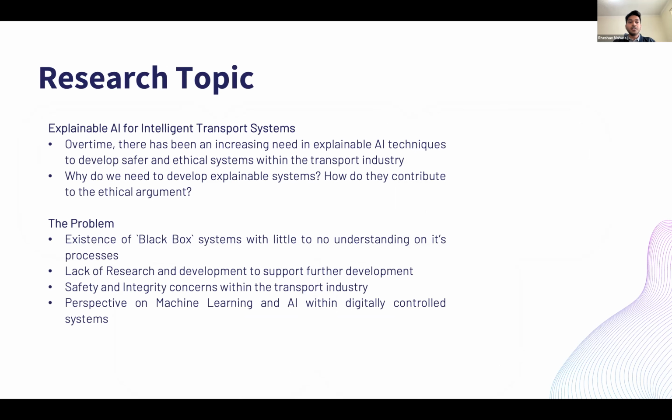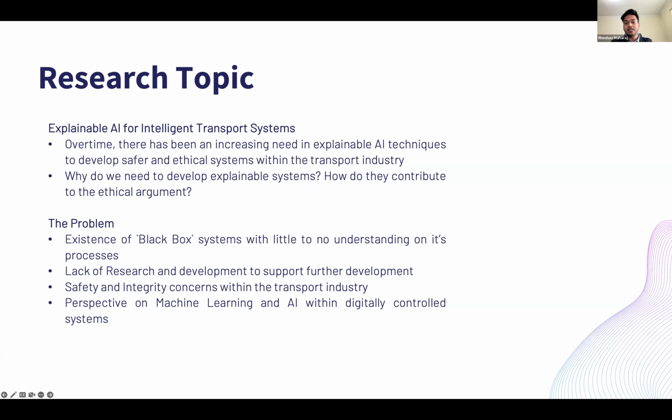So first off, the research topic, explainable AI in intelligent transport systems. Explainable AI essentially focuses on the development of human interpretable systems to assist in the understanding of how an AI system operates. You'll see that over time, there has been an increasing need for explainable AI techniques so that we can develop safer, more responsible systems within intelligent transportation.